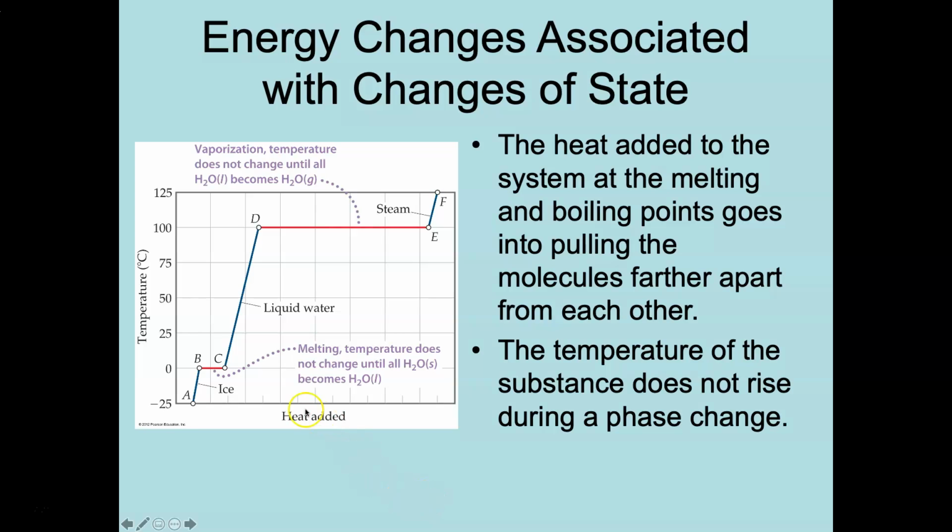The substance itself during a phase change will stay the same temperature. So we know we're undergoing a phase change if the temperature is stagnant.